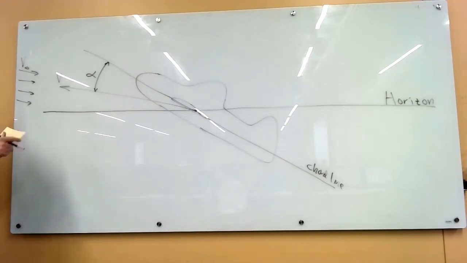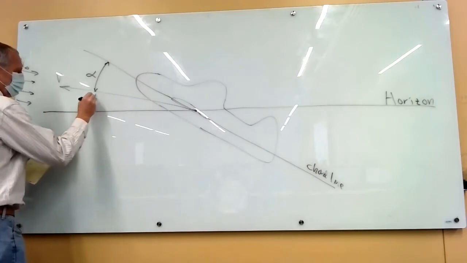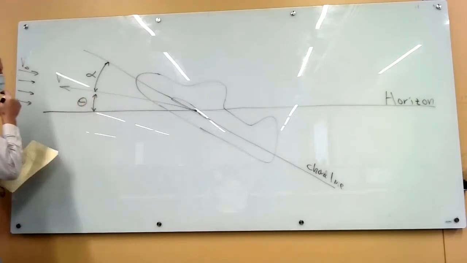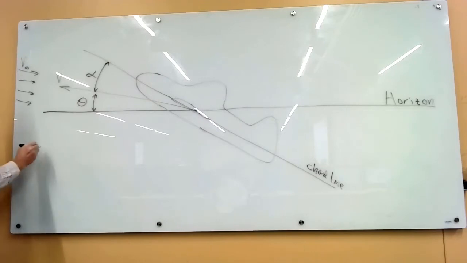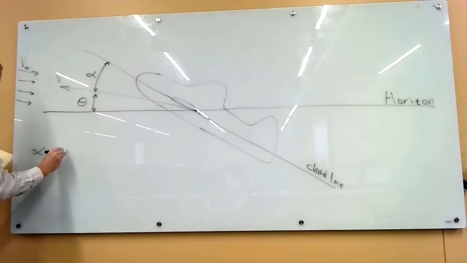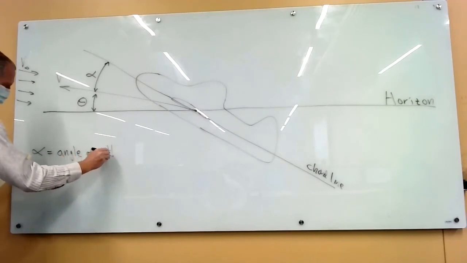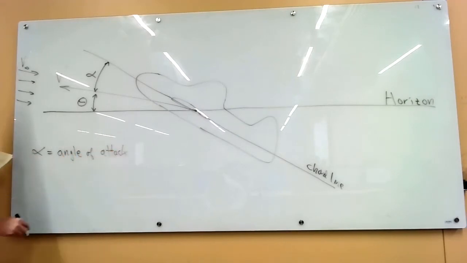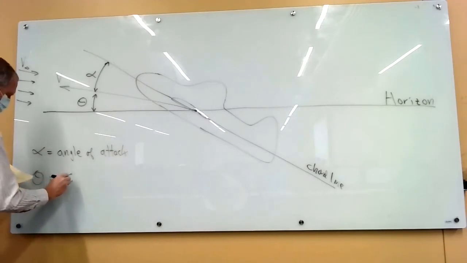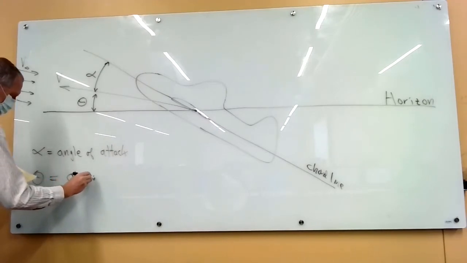Label this angle theta. And I'm going to start listing these. So alpha is the angle of attack. And theta is what's called the aircraft flight path angle.